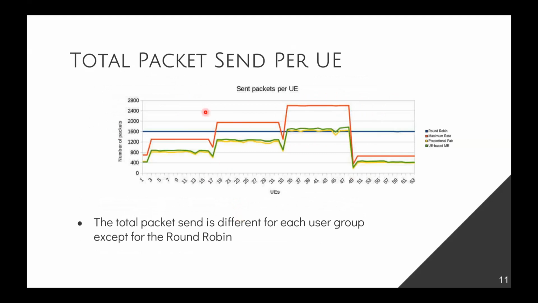This is the total packets sent per UE for each group: group 1, group 2, group 3, and group 4. The total packets consider the different channel quality, except for the round robin, which has the same number of packets regardless of the group.